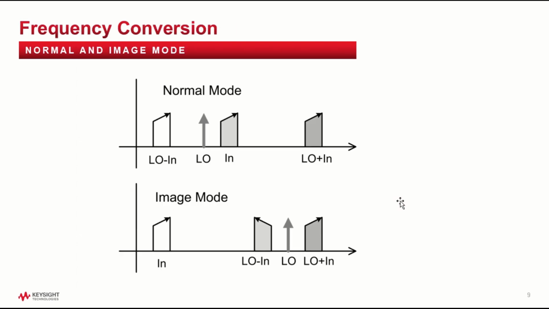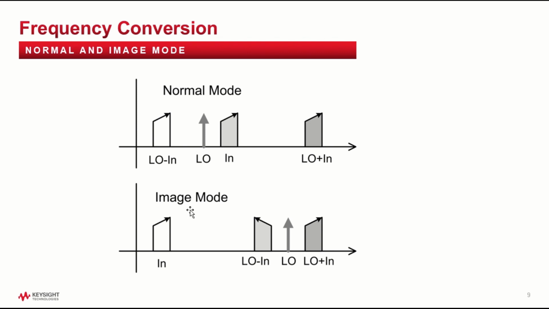So let's talk about frequency conversion and what I like to call the normal and image mode of a mixer. So here I'm showing the local oscillator right here in the dark gray arrow, and the input signal here is in this light gray, and I'm showing this little arrow here to indicate maybe the signal phase or direction. So let's suppose it's a little radar chirping in positive in frequency. Well, when you mix that with the local oscillator, you're going to get a low frequency signal, the difference of the products, and a high frequency signal, the sum of the products. And in both cases, those signals are going to move in the same direction.